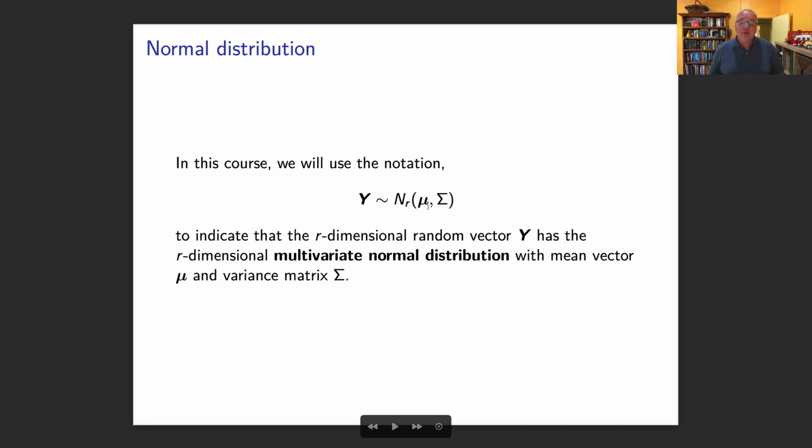Anyway, we're going to say it's normal of dimension r. It's going to have a mu, which is basically the eta for the normal distribution, so it's going to be a column of expected values. And we're going to have a variance covariance of sigma. In this case, this is an r-dimensional random vector y, so it will be an r by 1 random vector. It has a multivariate normal distribution with a mean vector of mu and a variance matrix of sigma. Good.